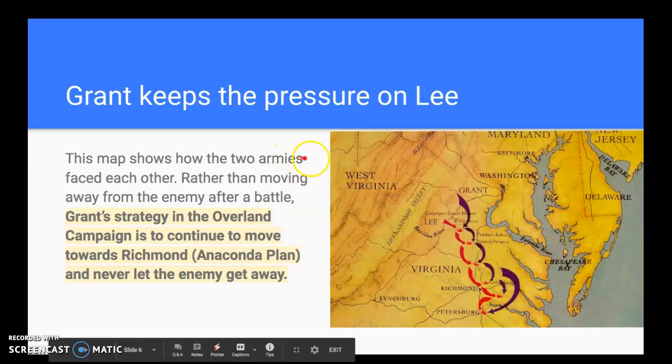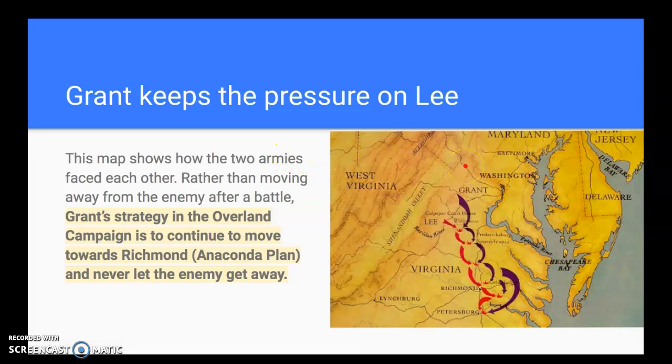So this map shows the two armies as they faced each other. In the past, after a conflict, let's say right here, the Battle of the Wilderness, an engagement from May of 1864, if we were one of the old generals, and the Union is using the color blue here to indicate where their armies are, one of the previous generals before Grant, McClellan for example, might fight Lee here for a day or two at the Wilderness, and when the battle's over, they'll both kind of retreat a little bit. Lee might move down towards Richmond or something like that.